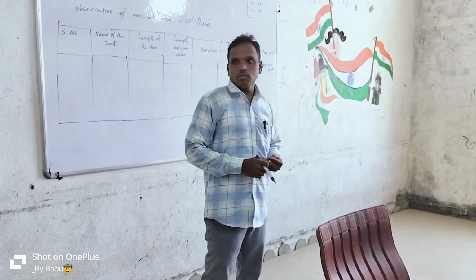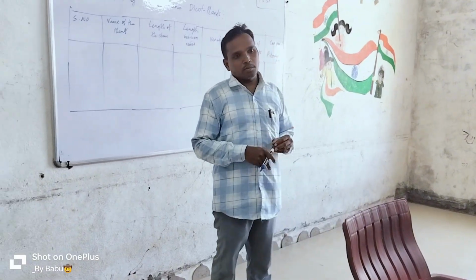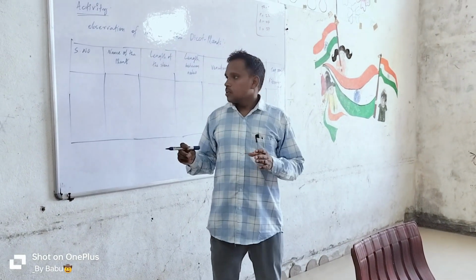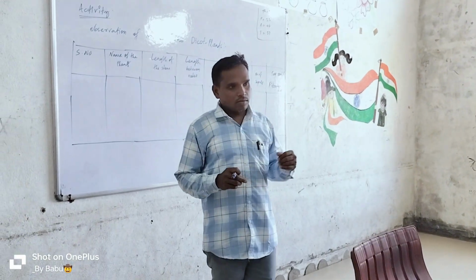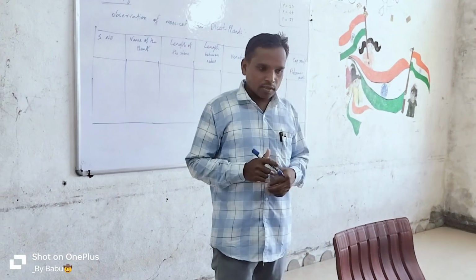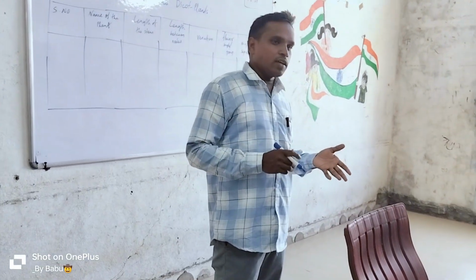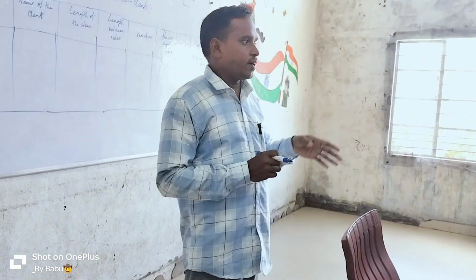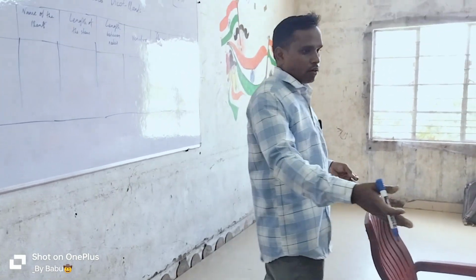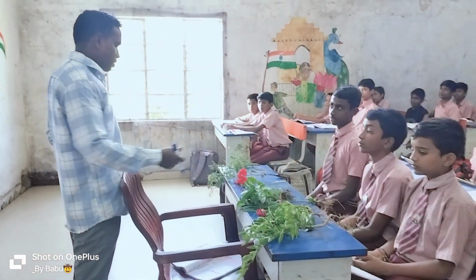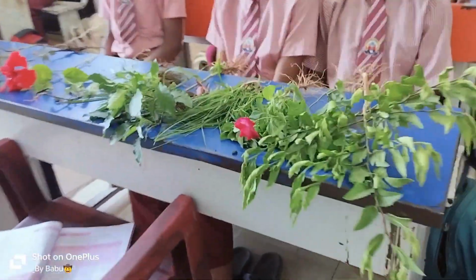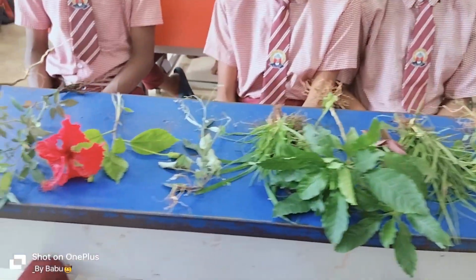Okay, boys. In the second activity, we are going to learn about the characters of plants. The plants in our surroundings are mainly two types: dicot plants and monocot plants. With the help of some characters, we identify which are dicots and which are monocots. A few of your friends and brothers brought some plants here. You can come and show these plants brought by your friends.